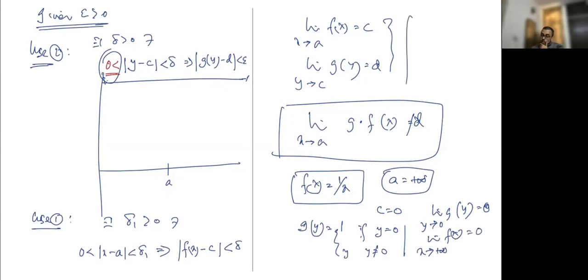But when you look at the composition, g composed with f, so what is that? For x not equal to 0, it is 1 over x. And now we are trying to take the limit as x goes to plus infinity of this, which is 0.